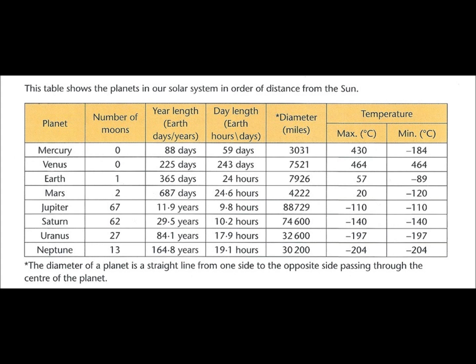You might recall I read a sentence before we looked at the table, the sentence at the top: this table shows the planets in our solar system in order of distance from the sun. In other words, the planets are already in order, from closest to the sun to furthest away from the sun. So which planet is furthest from the sun? It must be the one at the bottom here, Neptune. Neptune is furthest from the sun because the table shows the planets in order.